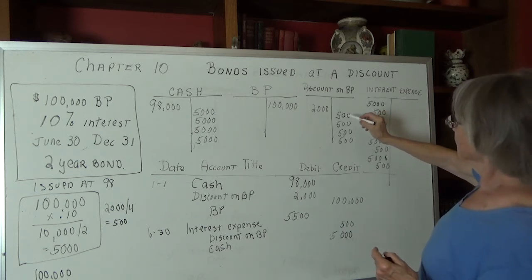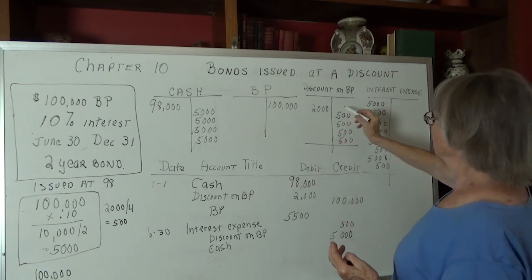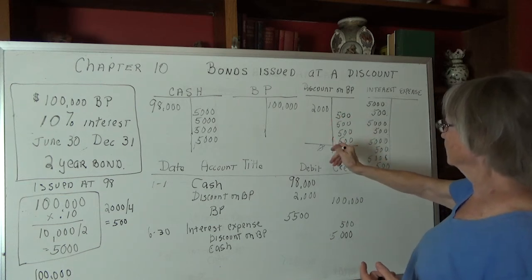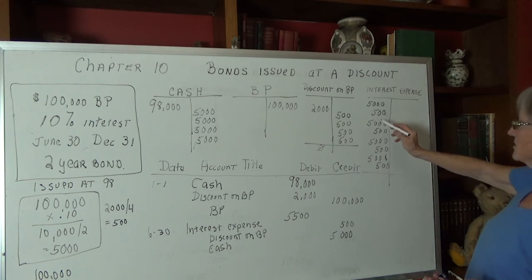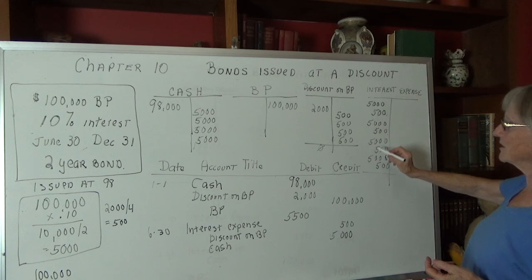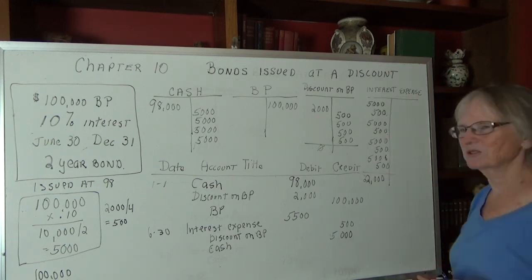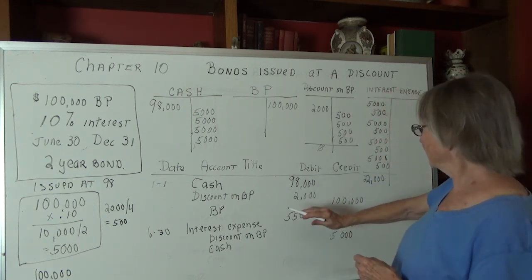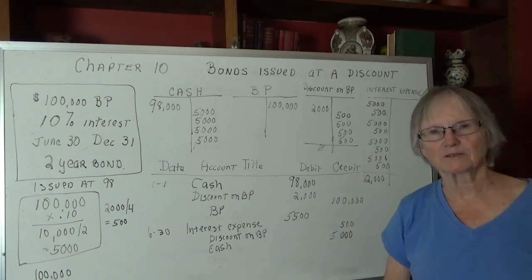So you can see that by the maturity date of the bond, this is 2,000 minus 2,000, so you've amortized all of the discount over the life of the bond. You can see when you add up all the interest expense, instead of being 20,000 as it was when it was issued at face value, now your interest expense total on the bond is going to be 22,000. So your interest expense when the bond is issued at a discount is the total cash payments of 20,000 plus the discount.